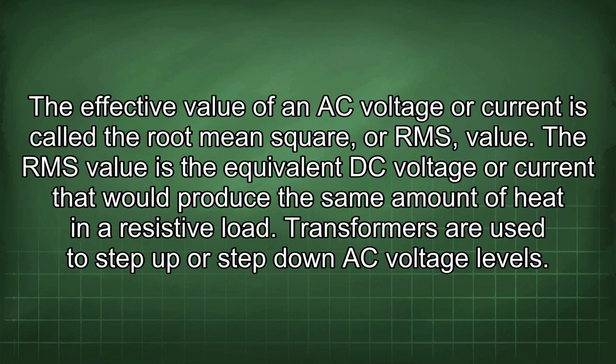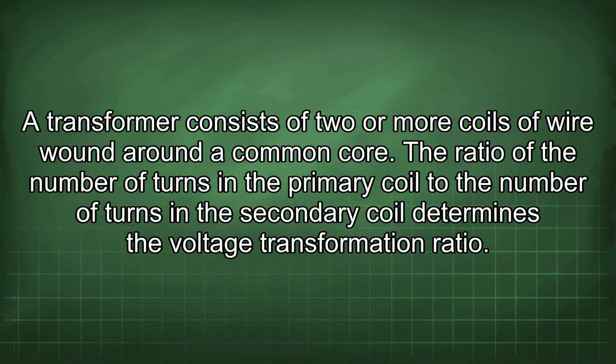The effective value of an AC voltage or current is called the root mean square, or RMS, value. The RMS value is the equivalent DC voltage or current that would produce the same amount of heat in a resistive load. Transformers are used to step up or step down AC voltage levels. A transformer consists of 2 or more coils of wire wound around a common core.